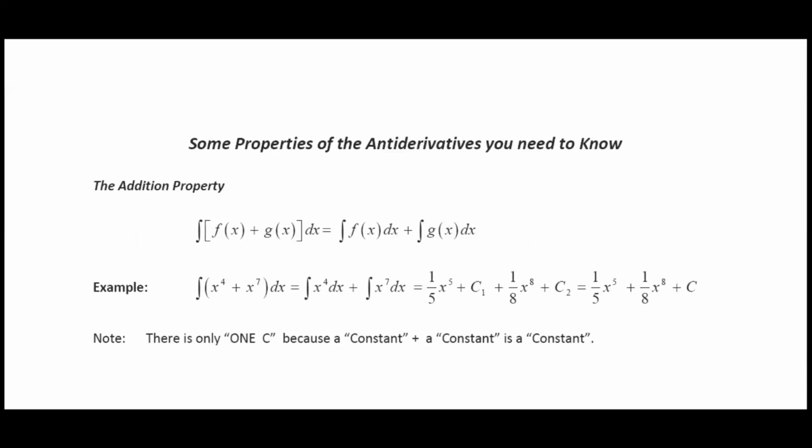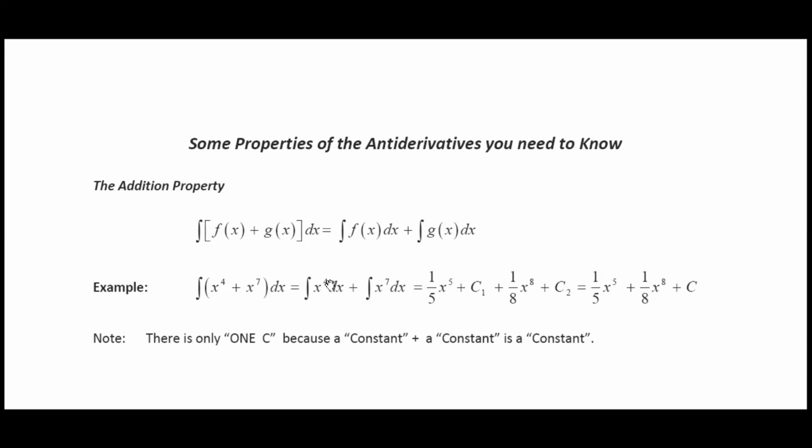Now, we've worked some problems. Let's talk about some properties of the antiderivatives. We have the addition property, which says if you're finding the antiderivative of the sum of two functions, you can find the antiderivative of the first function plus the antiderivative of the second function. For example, antiderivative of x to the fourth plus x to the seventh. That's the antiderivative of x to the fourth dx plus the antiderivative of x to the seventh dx.